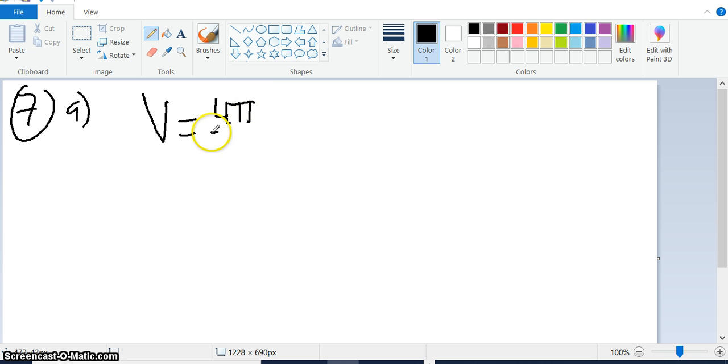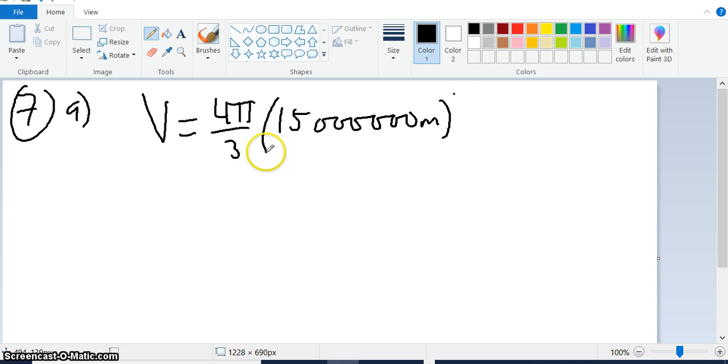So the volume is going to equal 4/3 times pi, and the radius that we just calculated was 15,000 kilometers, and then 3 more zeros for meters. So now it's in meters, and we cube that. The answer turns out to be 1.4 times 10 to the 22nd cubic meters. So that's the volume.